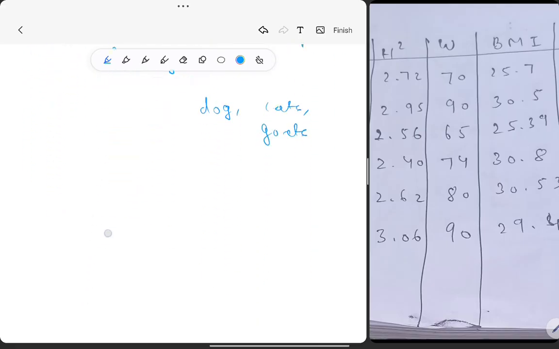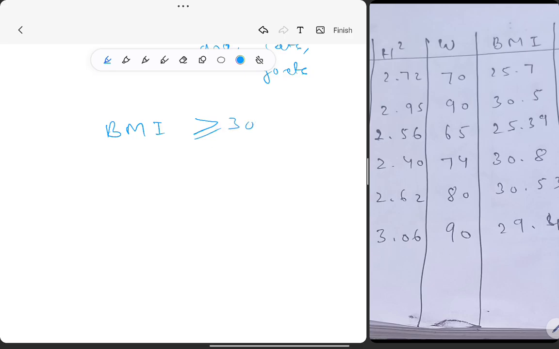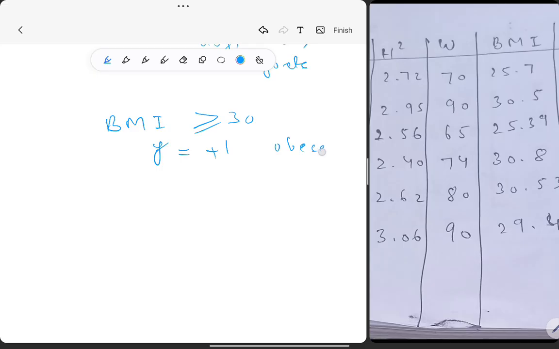And now we say that if BMI, body mass index, is greater than or equal to 30, then the output, which is denoted by y, will be +1. Plus 1 means obese. If body mass index is less than 30, y will at that time be -1, that is, non-obese.